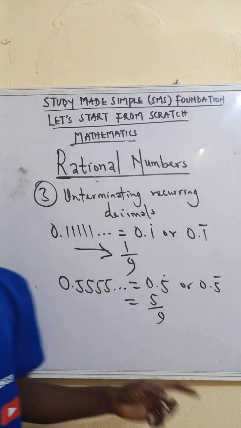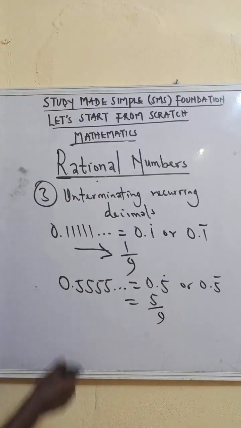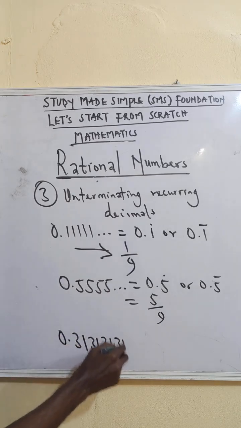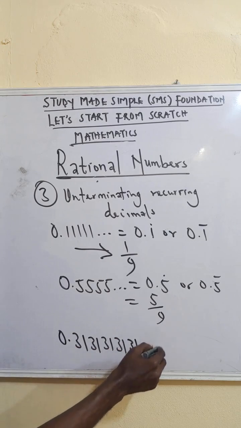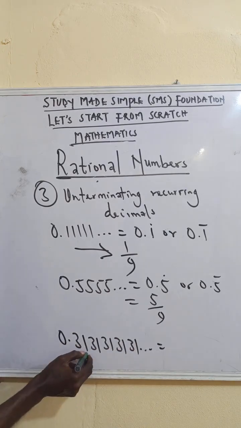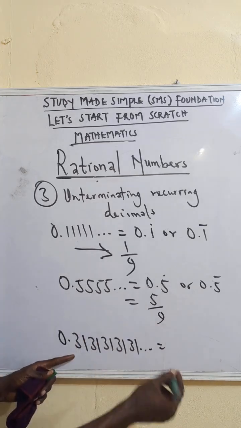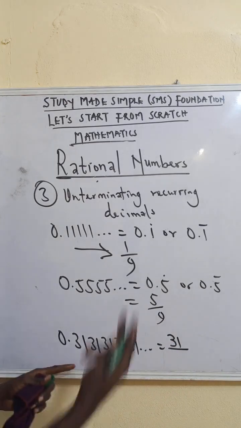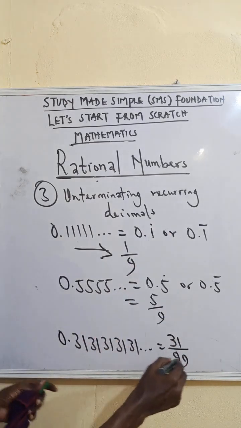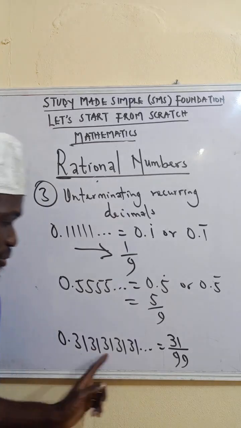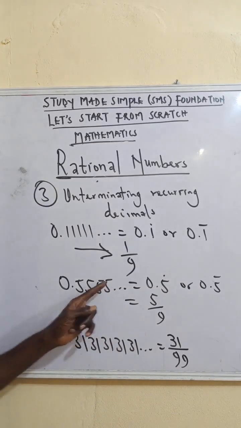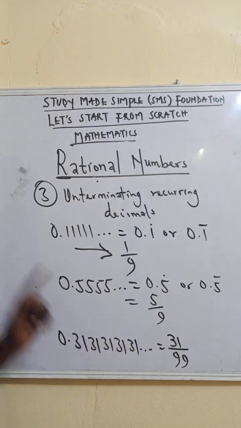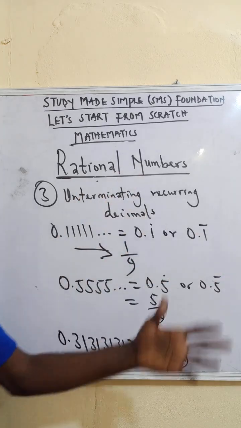But if the repetition is more than one number, for example 0.3131313131, and it continues like that, what I will do, I will observe the repeating digit. How many are they? Just 2. That's 3 and 1. Then I will divide it by, how many digits do we have? Just 2. I will divide it by 9 and 9. Because we have 2 numbers repeating, I will have to use two 9s. Because we have one number repeating here, I divide by one 9.